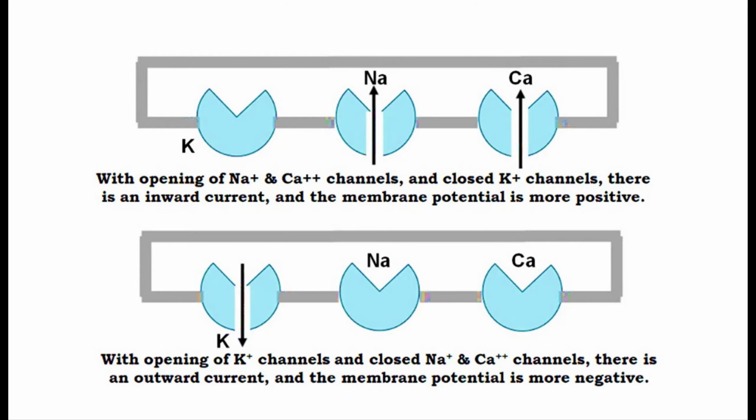To conclude, with dominant sodium and/or calcium inward currents, and low potassium outward current, the membrane potential is more positive, phases 0, 1, and 2. On the other hand, with high potassium outward current and low sodium and calcium inward currents, the membrane potential is more negative, phases 3 and 4.